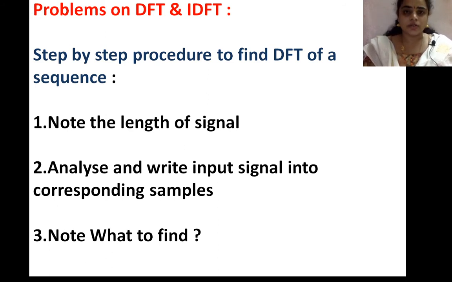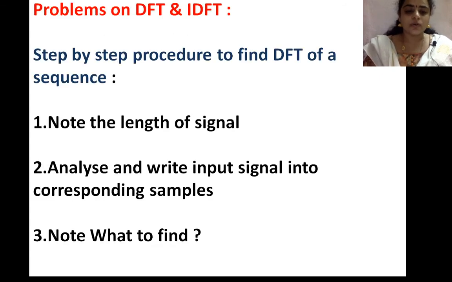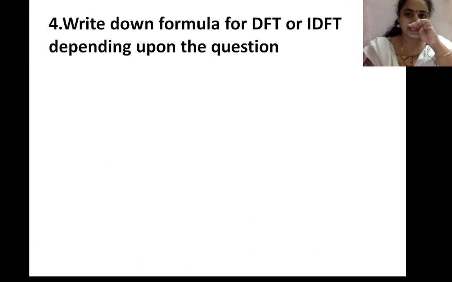Then we have to write down the formula. If the problem is to find IDFT, it means we have to find x of n. According to that, we should be clear about what we have to find and what details are given in the question. Next, write down the formula for DFT or IDFT depending upon the question. This follows the third step, where we note down what we have to find. Suppose they have asked to find DFT, then you have to write the formula for DFT.